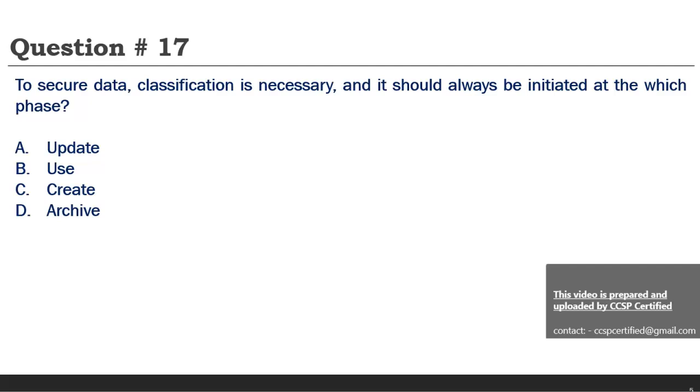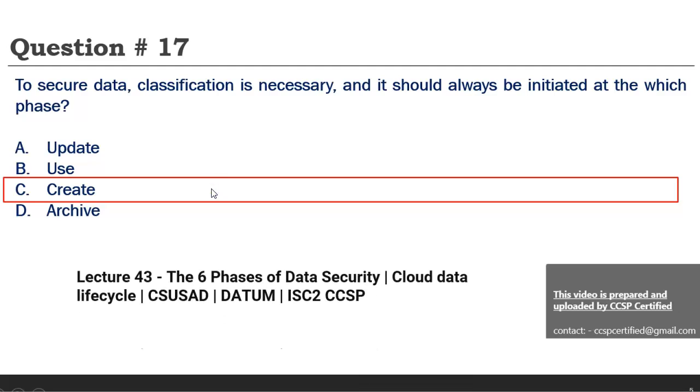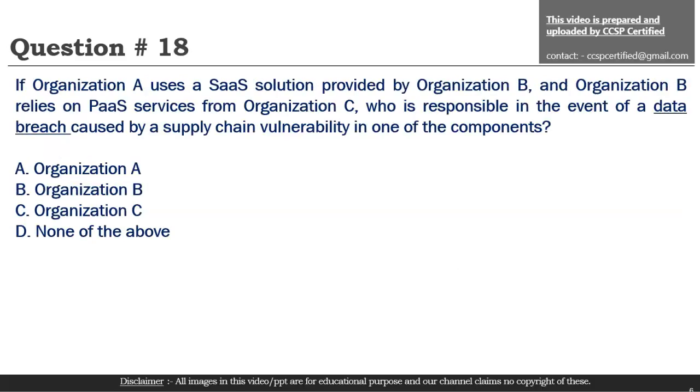But at which phase should classification be initiated: update, use, create, or archive? This has been covered in my lecture. It is the create phase, and you can see lecture 43 for more detail on the 6 phases of data security. I will also add the video link of this lecture in the description.